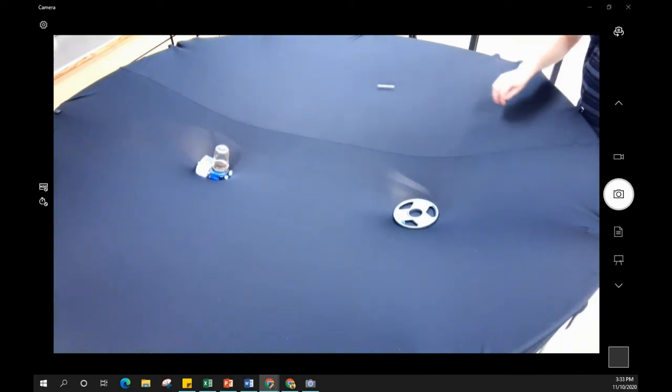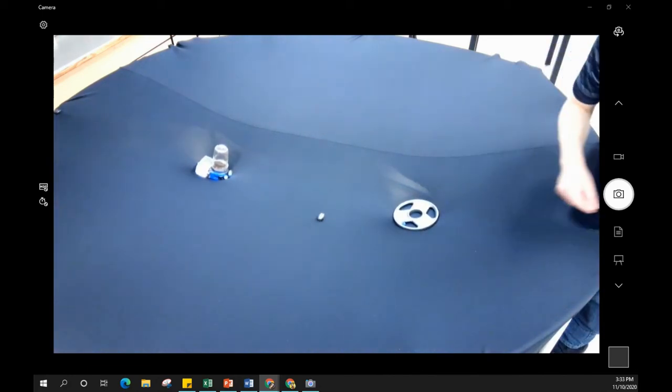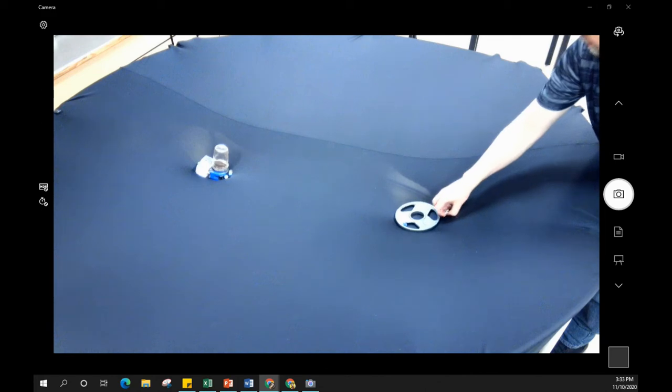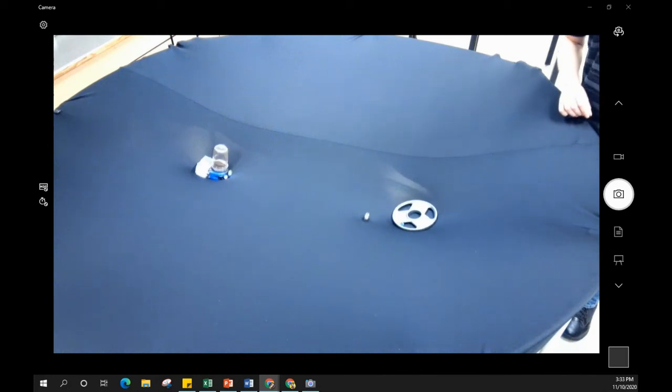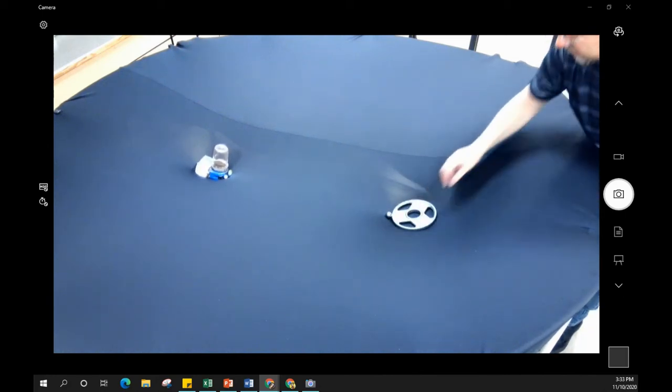Interesting. So let's try a heavier one. Actually, I've got heavier ones. Still going. Okay. So it didn't go very far. Didn't do a whole lot. Let's try the other direction. Same thing. So let's go for another little one again.